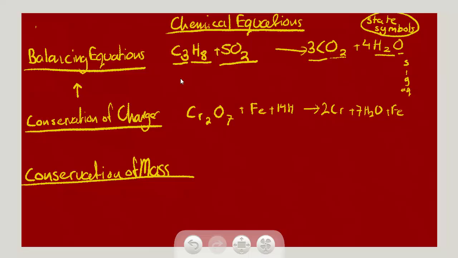So Cr, and then on the whole, Cr2O7 has a charge of 2 minus, and then Fe has a charge of 2 plus, whereas 14H has a charge of plus, then 2Cr has a charge of 3 plus, 7H2O has no charge, and Fe3 plus has a charge of 3 plus as well. Or sorry, Fe3 plus is 3 plus.